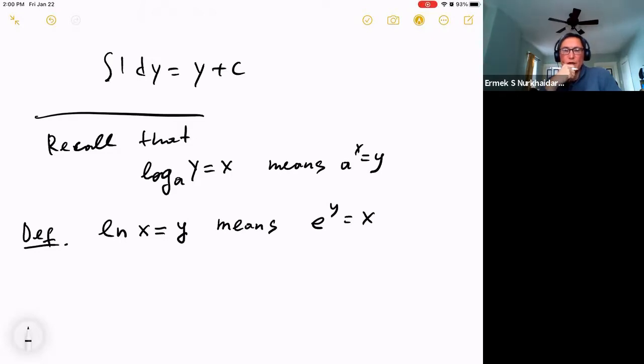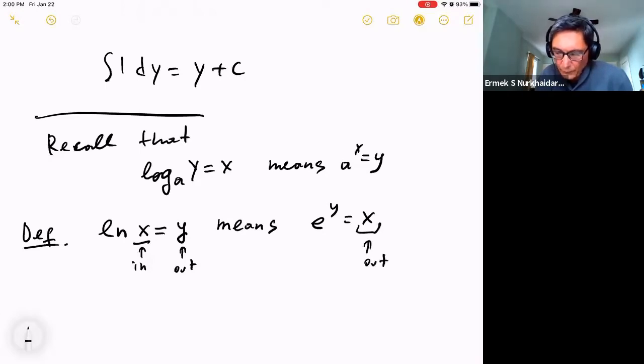So we switch an input and output. You see here input, here output. When we switch into the exponential function, x, which used to be input, becomes output. y, which used to be output, becomes input. So that's what we're doing. We're switching inputs and outputs. Right?